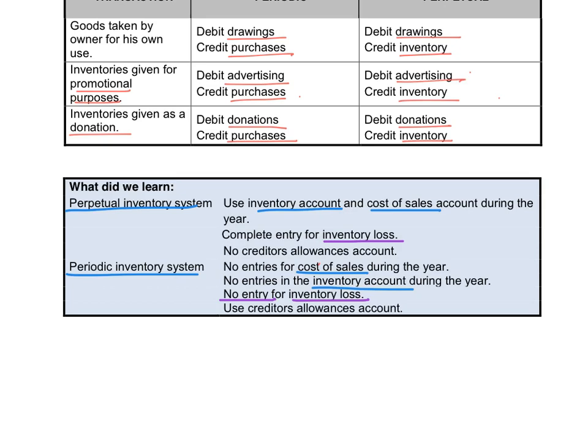No creditors allowances account will be used in the perpetual inventory system. In the periodic inventory system, they use a creditors allowances account. Both systems use a creditors allowances journal. But in the perpetual system, if goods are returned to the creditors, you will not put it in the creditors allowances account. You will show that the inventory asset decreases. In the periodic system, you are not allowed to write in the inventory account. Therefore, you will use this creditors allowances account to show that goods were returned to the suppliers.